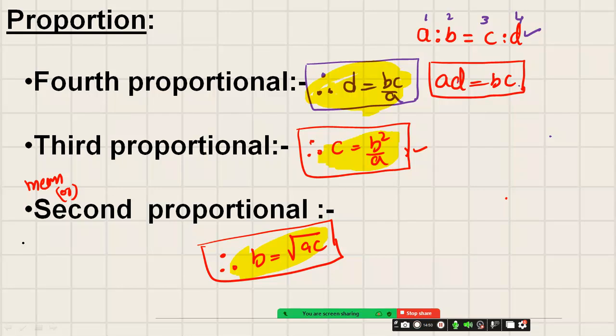Sir, did they directly mention the proportion or do we have to find it out? Okay, for example, the question like this: 2 comma 3 comma 4 comma 6. Find out the fourth proportion. What is the fourth proportion formula? Directly we are using the formula: D is equal to BC by A. Okay?